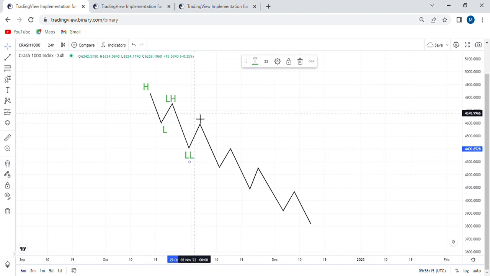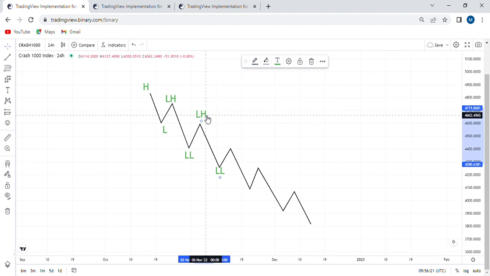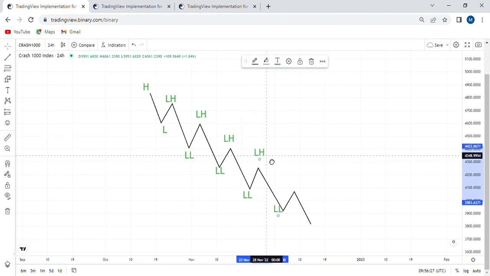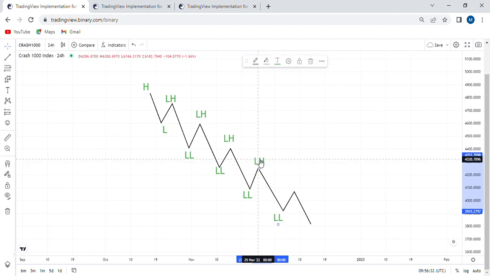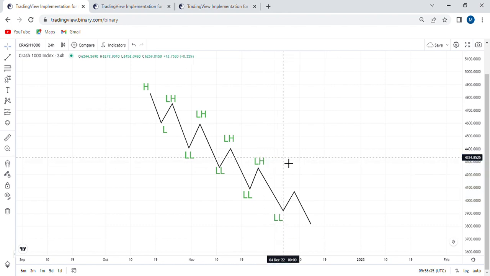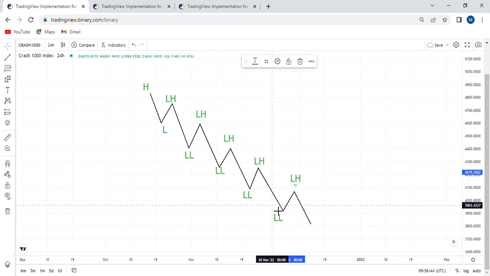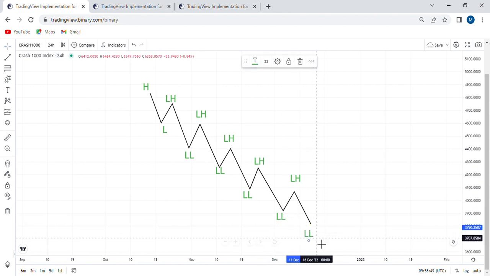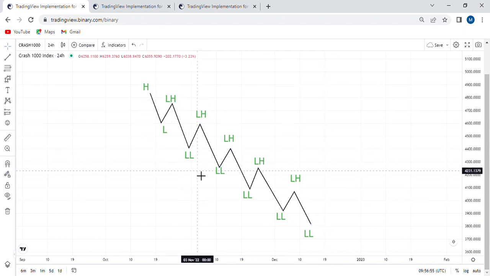So I'm just going to copy this and do it this way. And here, we have this to be our downtrend. Let me quickly put this. All right, so this is our downtrend. So we have a high, a low, a lower high, lower low, lower high, lower low.